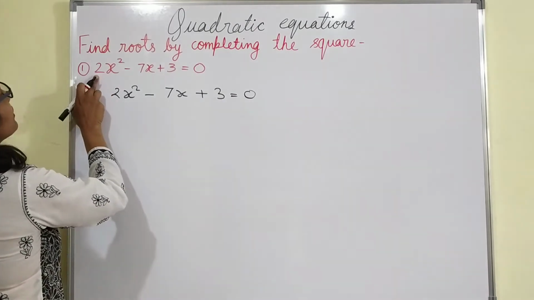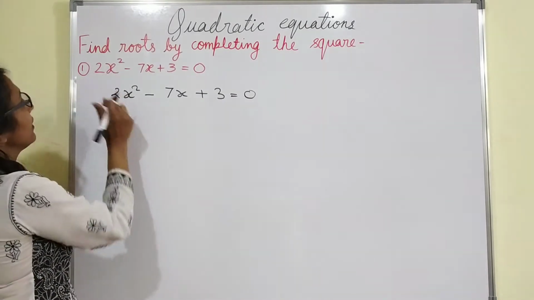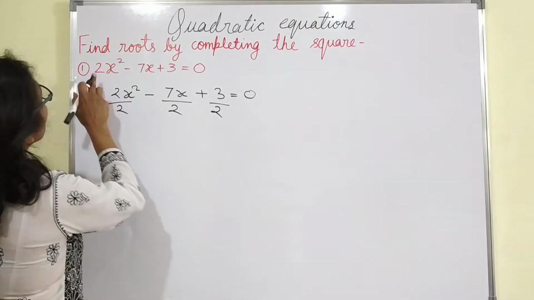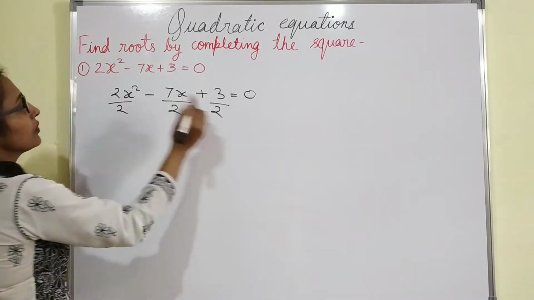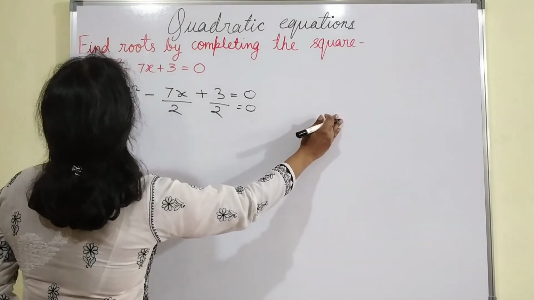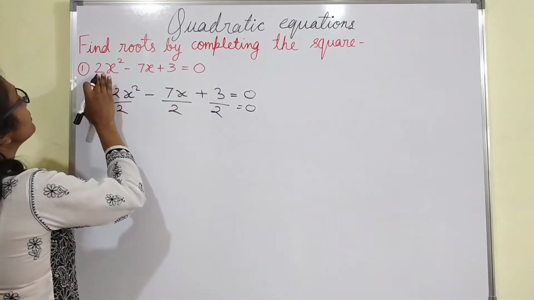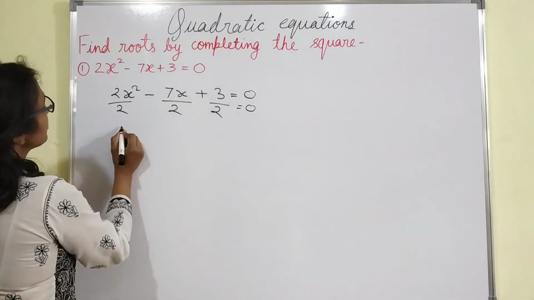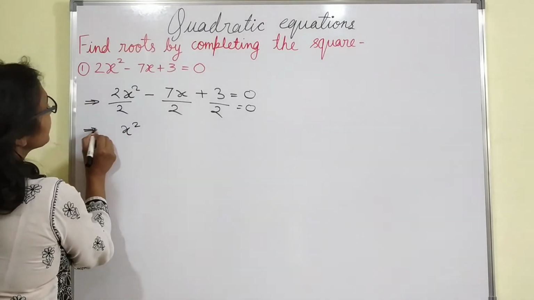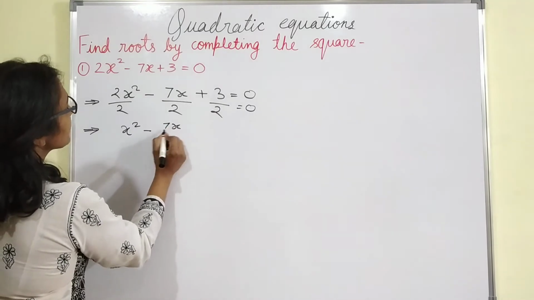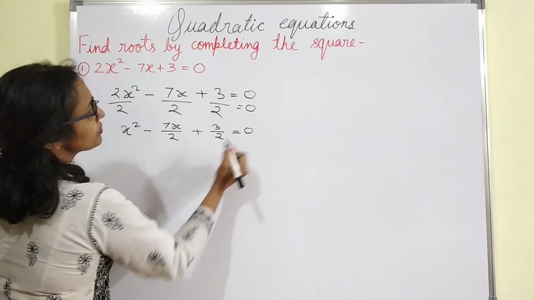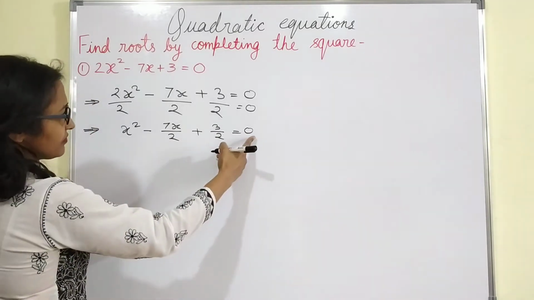For this method, we will take the coefficient of x square and divide the whole equation by the coefficient of x square. So you have to write here: by dividing the equation by the coefficient of x square, the equation will become x square minus 7x upon 2 plus 3 upon 2 equals 0. This was the first step.